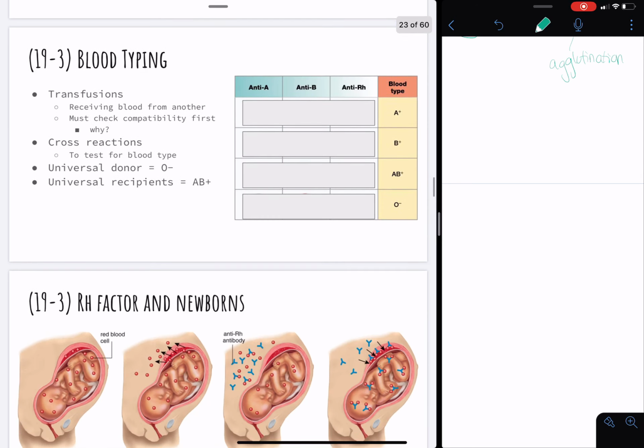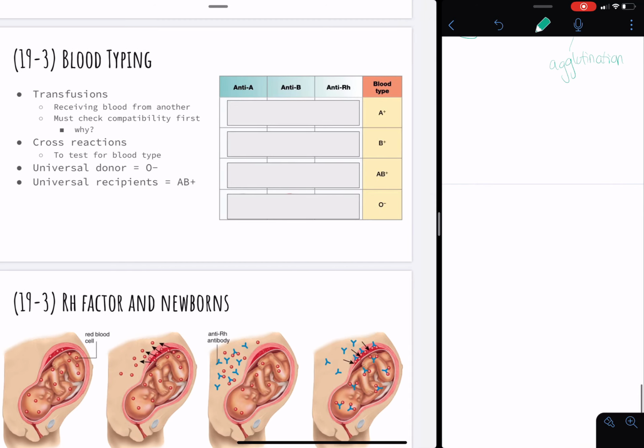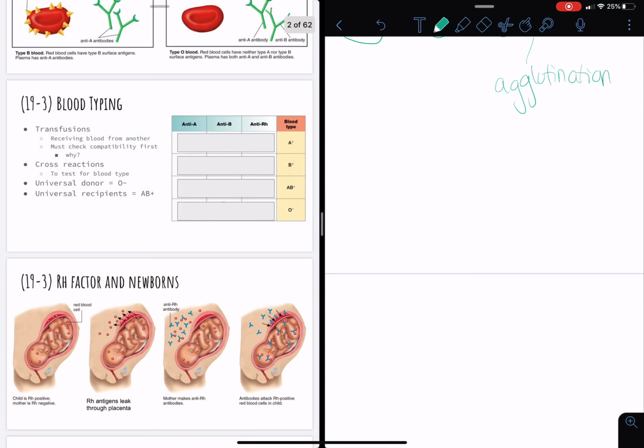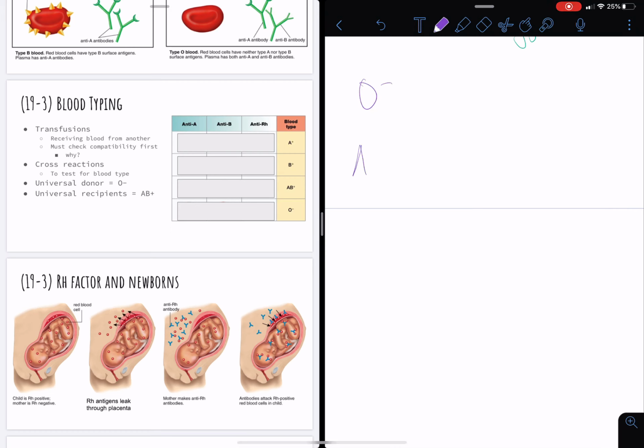All right, so blood typing. How do we even figure this out? Like, who is able to donate to who and who's able to accept what? So first and foremost, we have to talk about the universal donor, which is O-, and the universal recipient, which is AB+. And let's talk about why this is the universal donor and the universal acceptor.